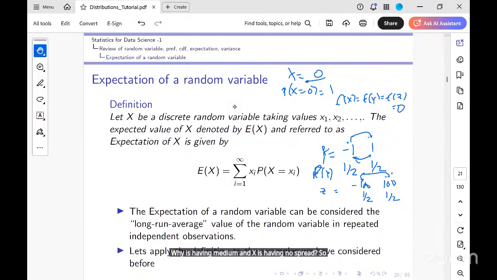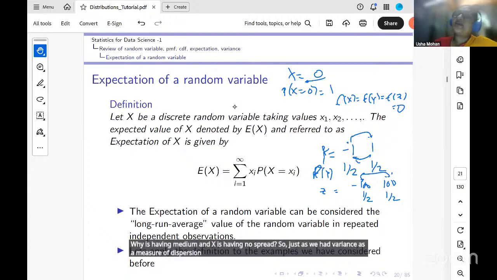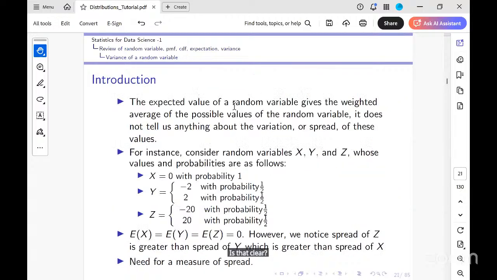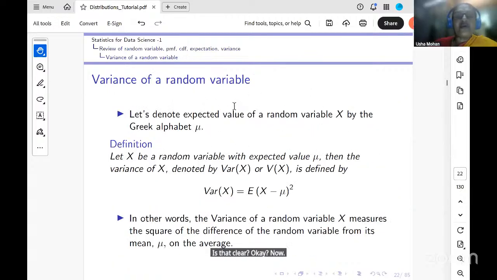So just as we had variance as a measure of dispersion or a measure of spread in descriptive statistics, we need an equivalent measure here. And that is what we refer to as the variance of a random variable. Is that clear? Now, what is the variance of a random variable?